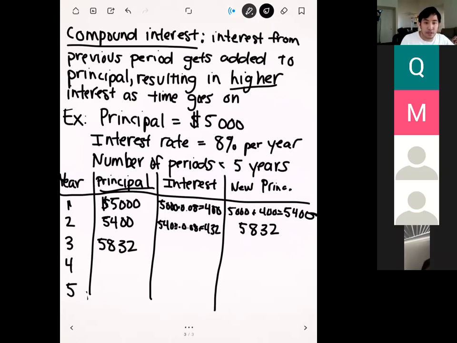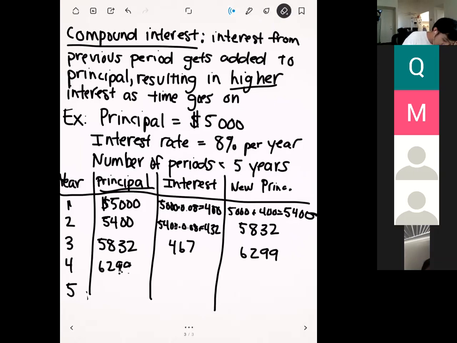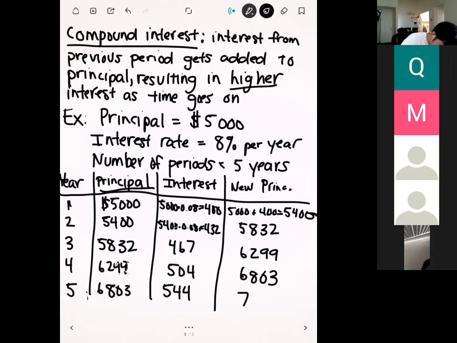Okay, and so we can continue on with this. So the interest payment for the third year is going to be 0.08 multiplied by 5,832. So I'm going to go ahead and fill in the rest of the table with all the numbers. And then at the end of 5 years, what we get is an amount of 7,347.